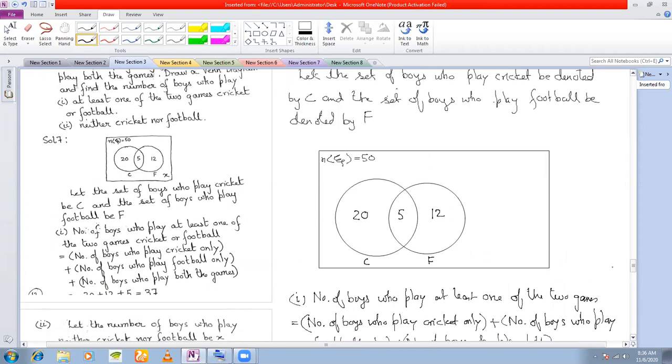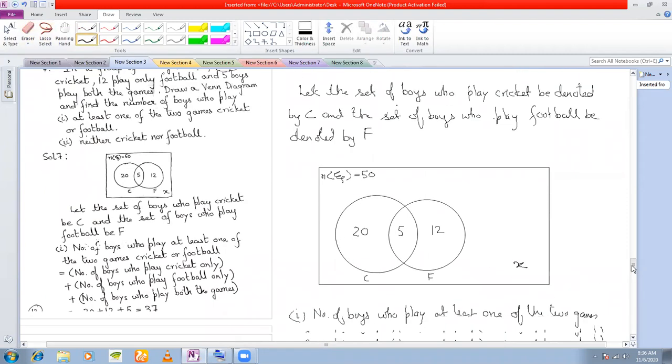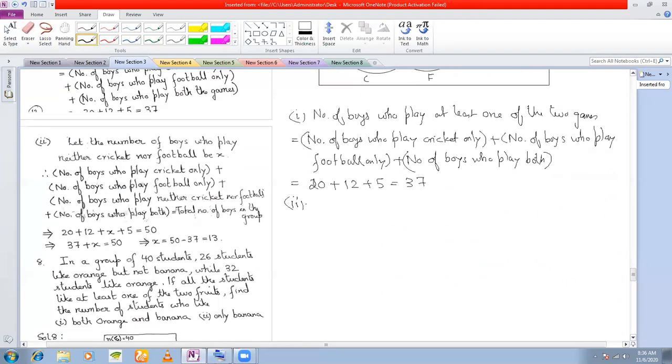Now the question is neither cricket nor football. Tell me which region represents neither cricket nor football? This part, I told you. So this part will represent the number of students who play neither cricket nor football. Let us suppose that X boys play neither cricket nor football.